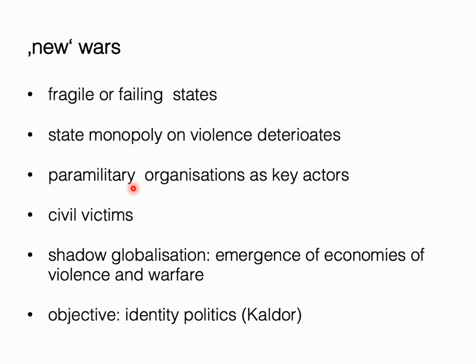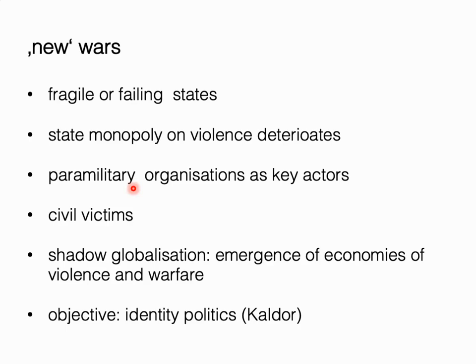And as a consequence, there are very frequently paramilitary organizations as key actors in such wars. So it is not one national army fighting another national army, but various paramilitary groups that to some extent are linked to another nation, or to the nation where the conflict takes place, but that have their own structure, economy, agenda.